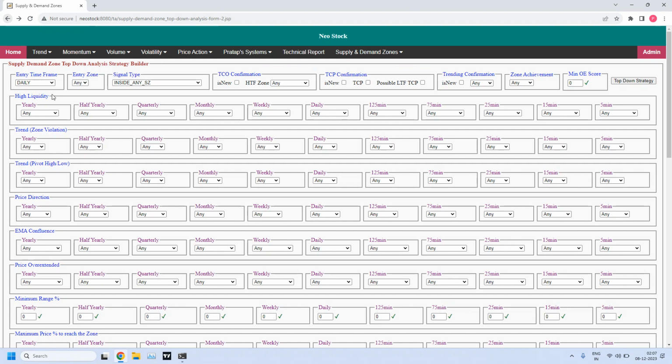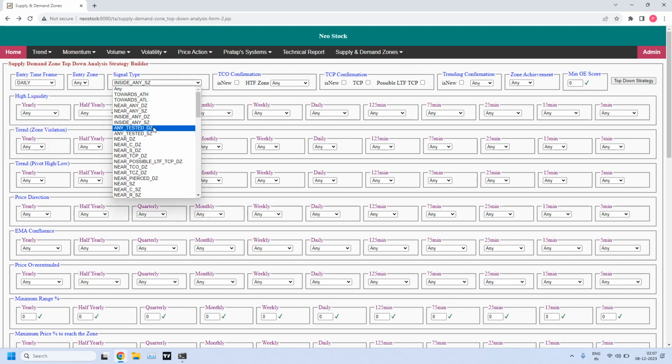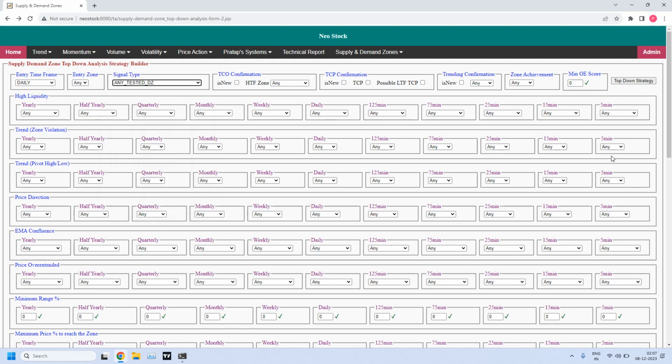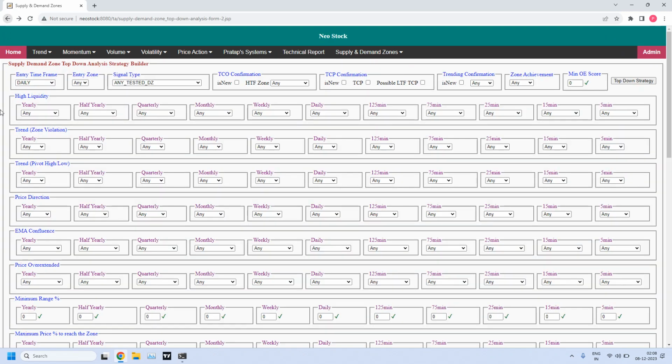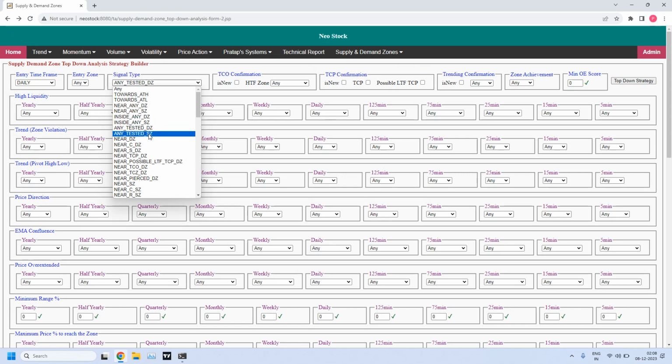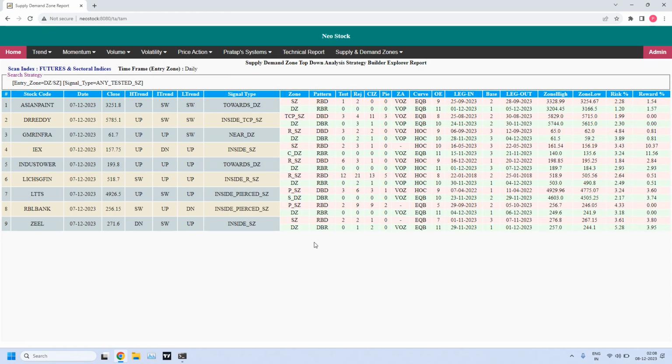So let's go back. Entry time frame is daily. Let us find the stocks which are tested the daily demand zones. So today 11 daily demand zones are tested. So let's go back. Entry time frame is daily. Let us find the tested daily supply zones. So 9 supply zones are tested today.